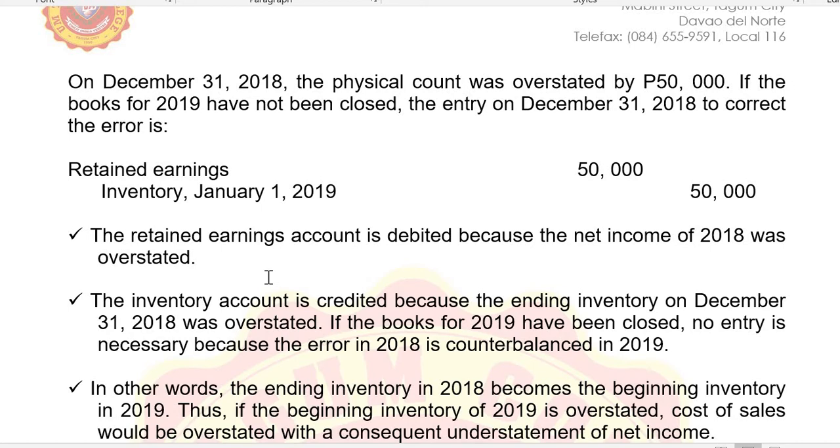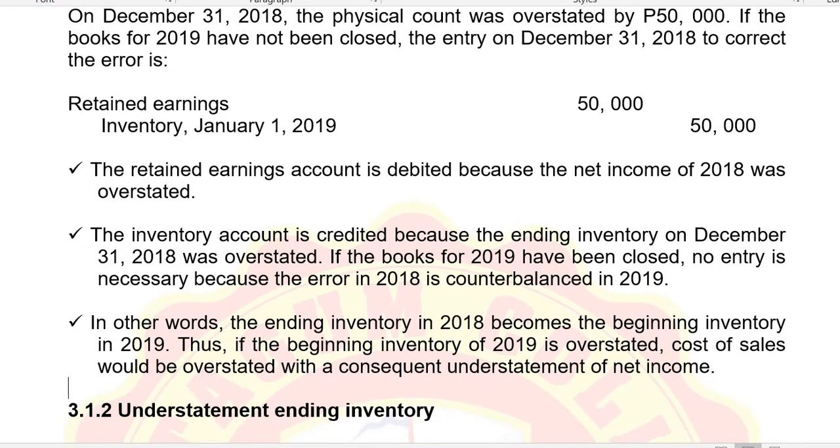So, if your 2018 is overstated, di ba? So, I've said kanina, kung overstated yung ending inventory mo sa 2018, then overstated din yung beginning inventory mo sa 2019, okay? So, pag yung beginning inventory mo is overstated, okay? Overstated yung cost of goods sold mo and understated yung net income, okay? So, you take note of that, di ba?